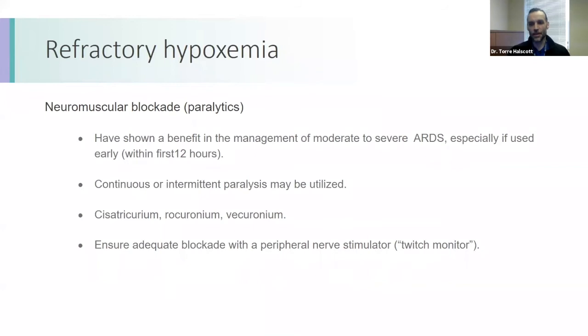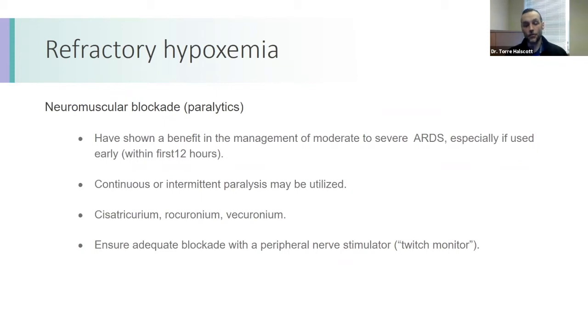So neuromuscular blockade, as we said, colloquially known as paralytics. This has been shown to be helpful for patients in moderate to severe ARDS, especially if used early. So if you have a patient who is pregnant or postpartum, who's in the ICU with COVID and having difficulty ventilating them, they may ask, can we use paralytics for this patient? The answer is absolutely yes. Not only can they, if they think they need to, they should.